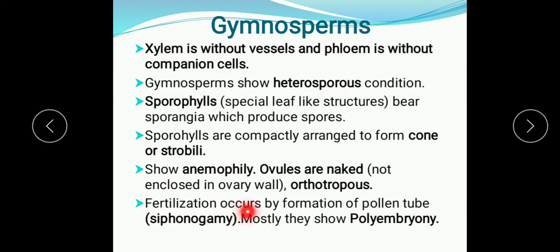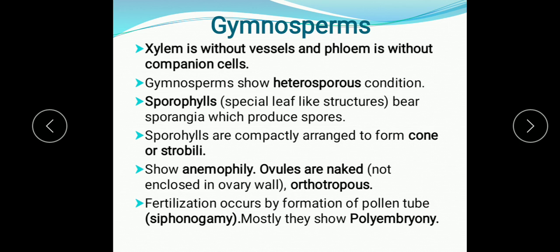Then the fertilization, it occurs by the formation of a pollen tube. If you remember, in previous classes you have studied that the pollen germinates and forms the pollen tube. So this type of fertilization is known as siphonogamy, and mostly these plants show polyembryony. Poly means many, embryony, formation of embryo. So the formation of more than one embryo in the ovule is seen in the gymnosperm. This phenomenon is known as polyembryony.